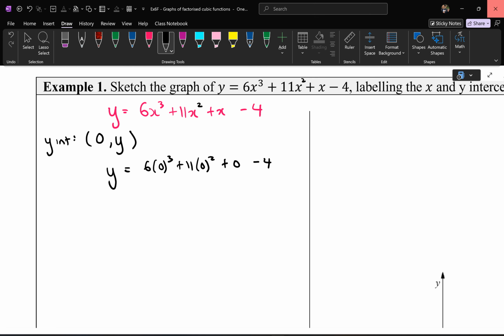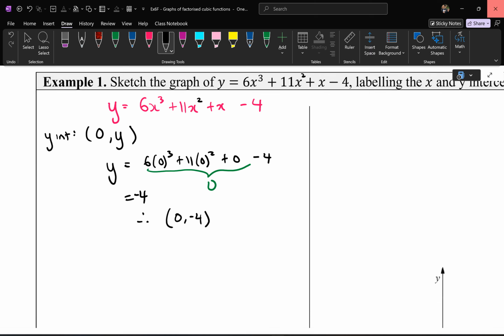Come on, team. It's pretty straightforward. Negative 4, because all of the x terms become 0. So you get negative 4. That means the y-intercept we already know, negative 4, is one of the intercepts. Cool? Next one.